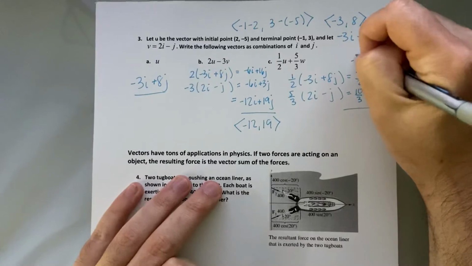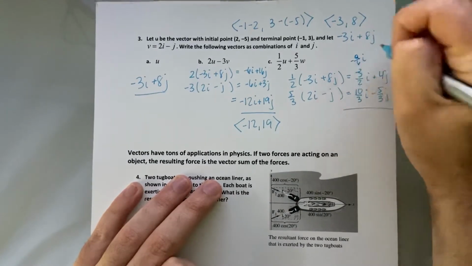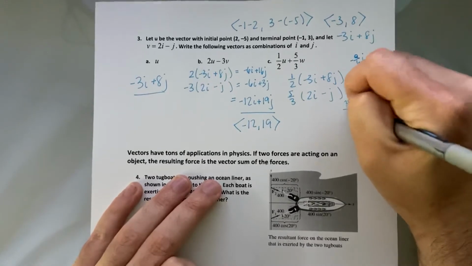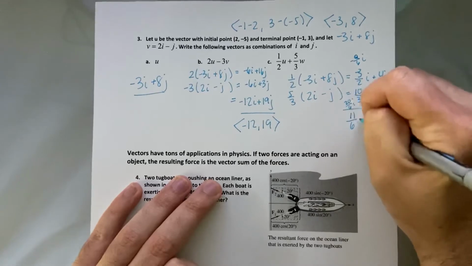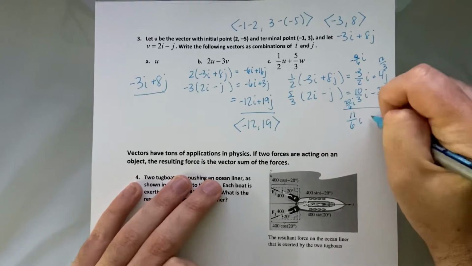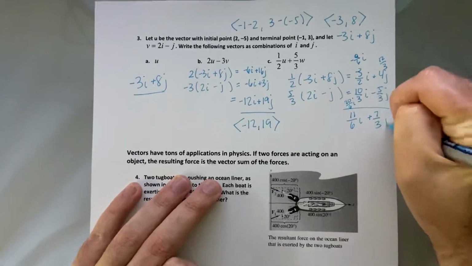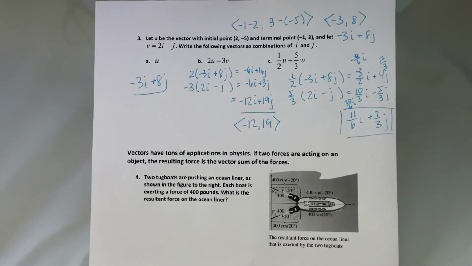This is -9/6 i. This one is 20/6 i. When I add those together, I get 11/6 i. This is 12/3 minus 5/3, 7/3 j. So the same idea, different form.